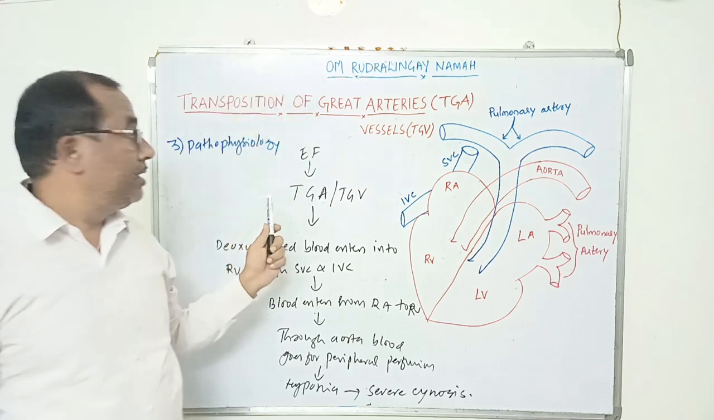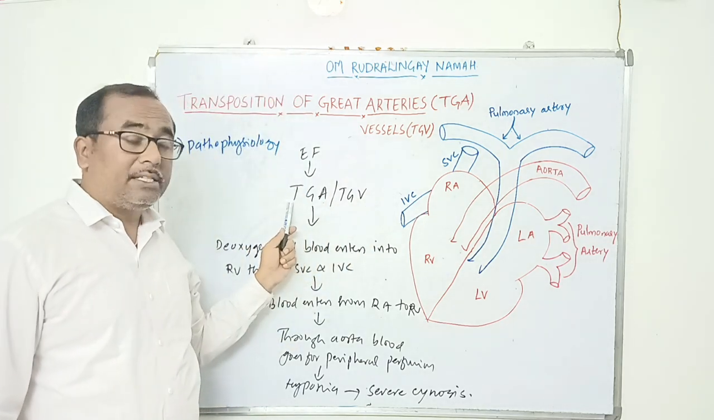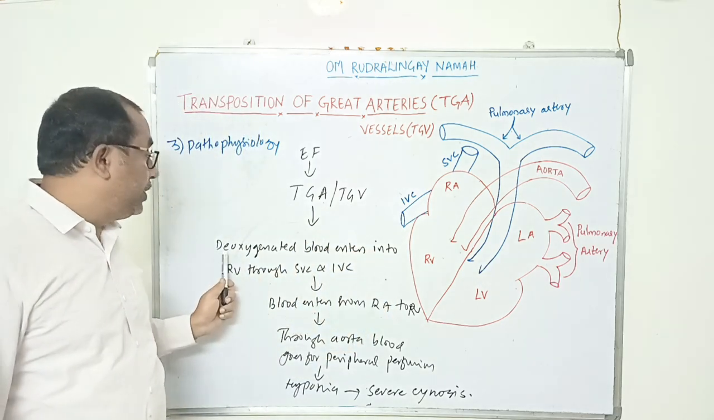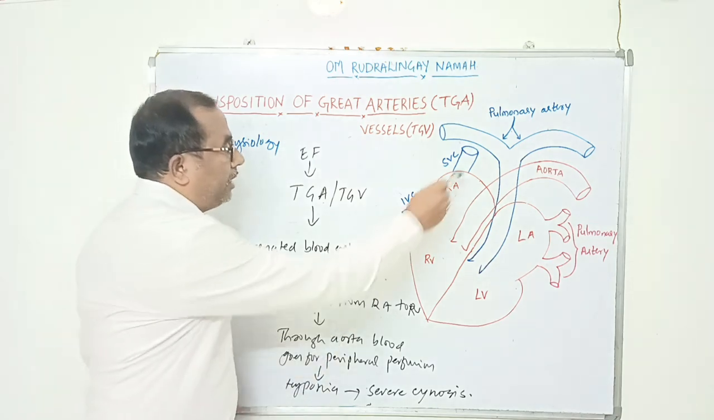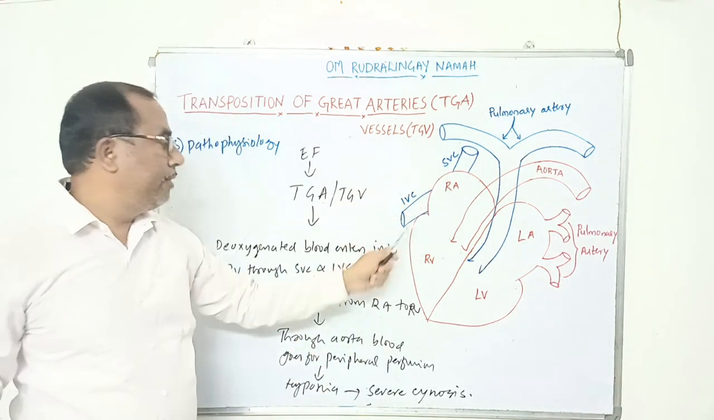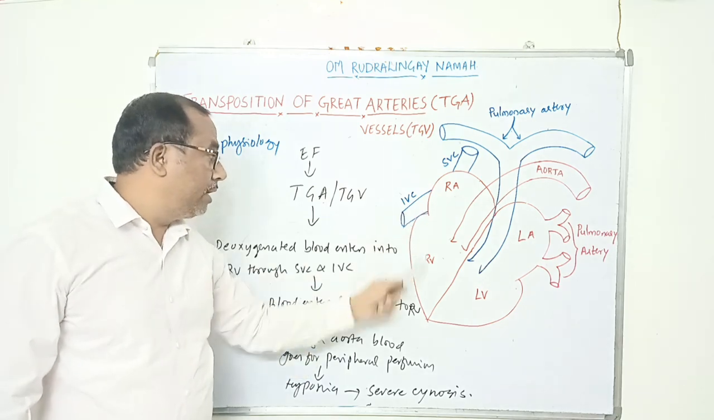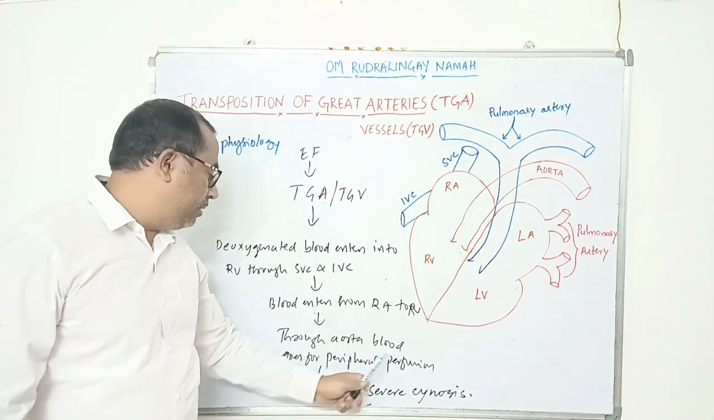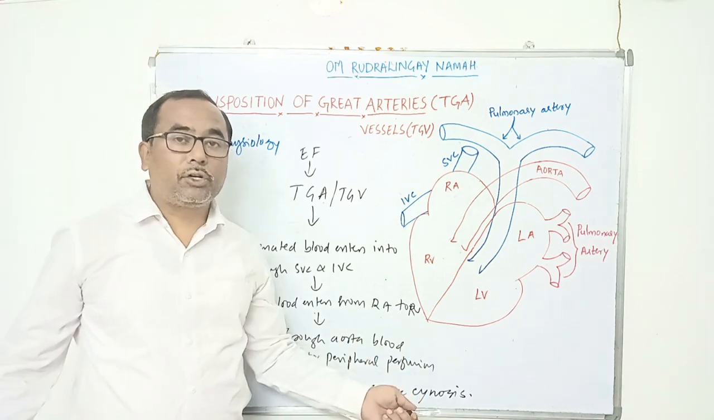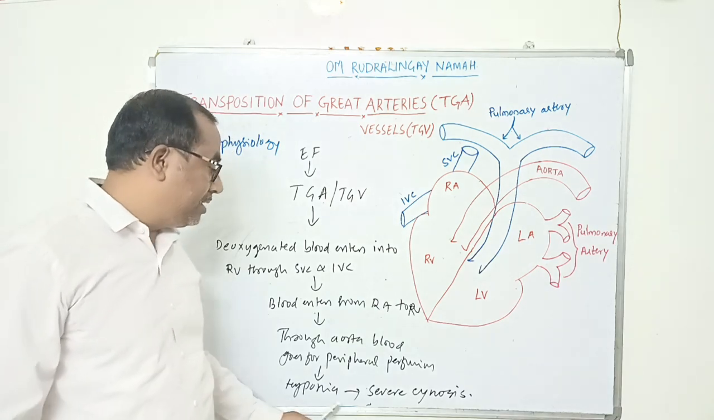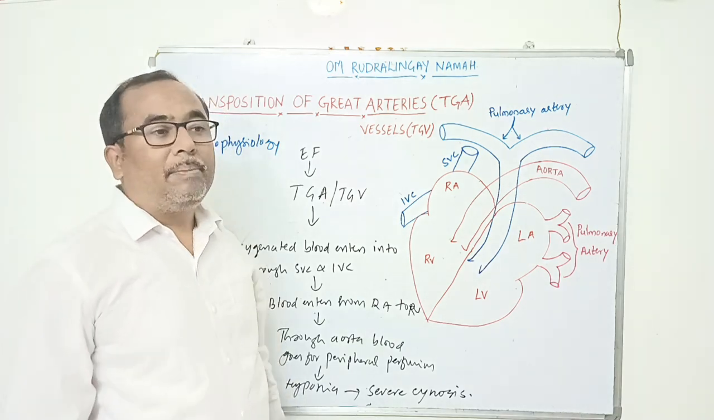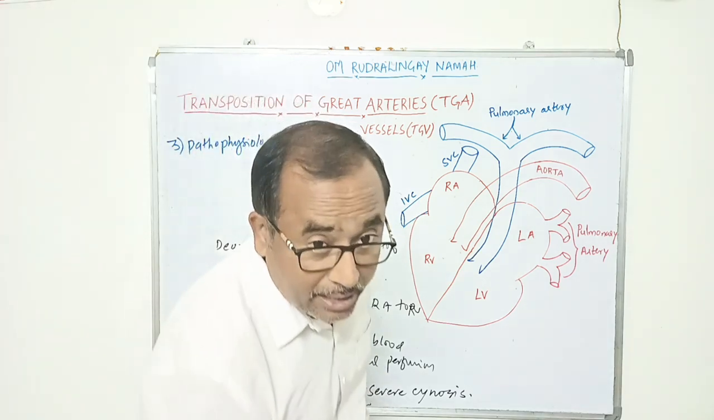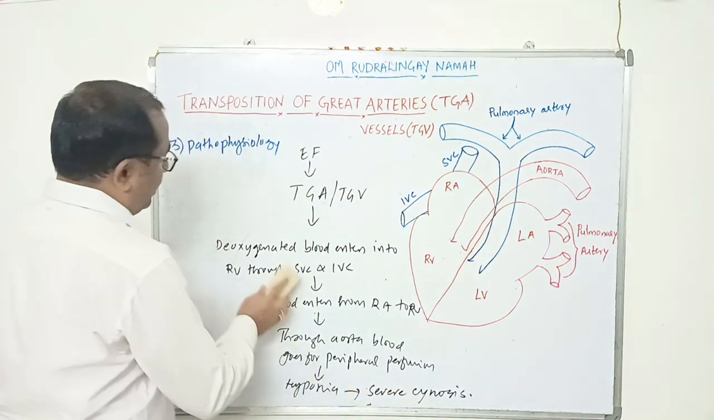So this is the pathophysiology. Here, what happens due to etiological factors, the condition that is transposition of great arteries or transposition of great vessels happens. So because of this, first, deoxygenated blood enters into the right atrium through the superior vena cava and inferior vena cava, and then blood enters from right atrium to the right ventricle. After that, through the aorta, blood goes for the peripheral tissue perfusion without any oxygenation. So because of this, what else? This will lead to hypoxia and severe cyanosis. Okay, and death of the baby will take place immediately. Okay, the survival rate is very low in the case of this condition.